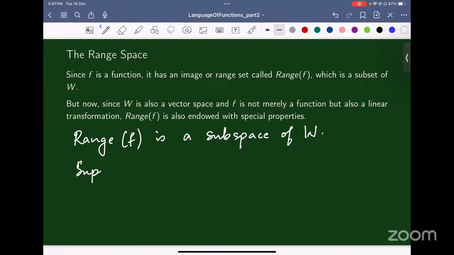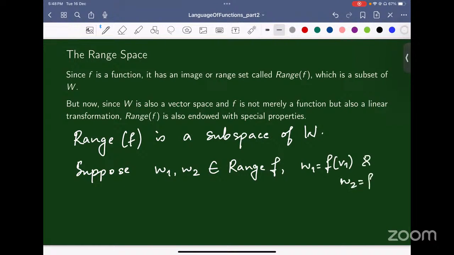Suppose you pick up two elements in range of f, say w1 and w2 belong to range of f. What this means is that w1 can be written as f of v1 for some v1 in V, and w2 can be written as f of v2 for some v2 in V. We would like to show that range of f is a subspace. So we would like to consider a linear combination, say alpha w1 plus beta w2, and see if this is contained in the range of f.